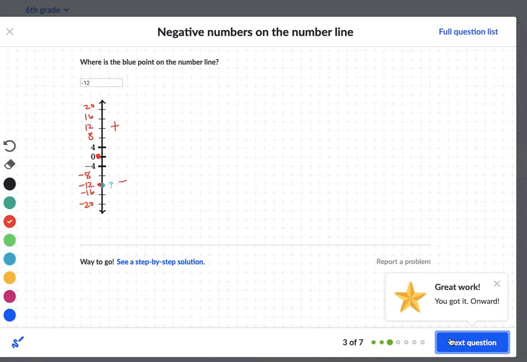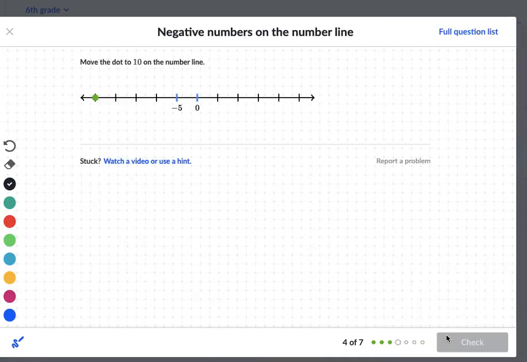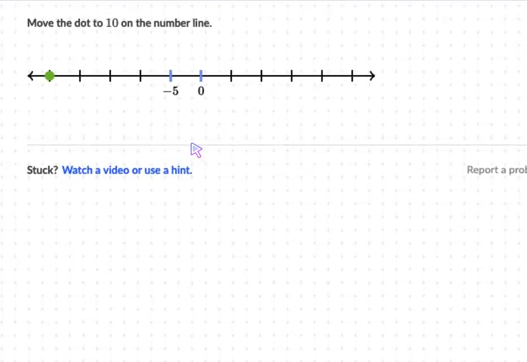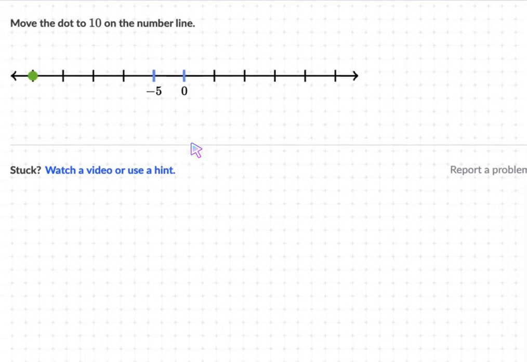Okay, and let's do one last problem before we end for today. All right, in this problem, they want you to move the dot to 10 on the number line. So go ahead and pause the video and try it on your own first. All right, in this problem, it looks like they are counting by 5s. Oh, it doesn't look like they're letting me draw on the number line.